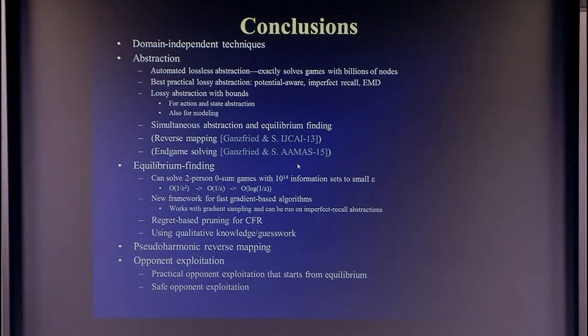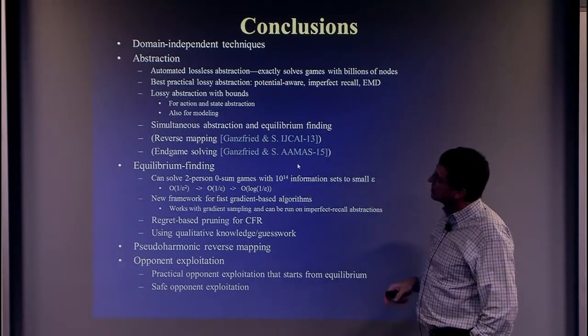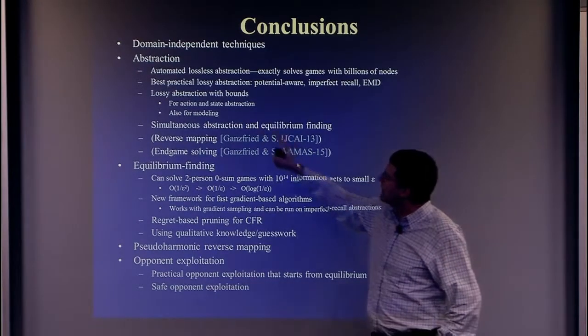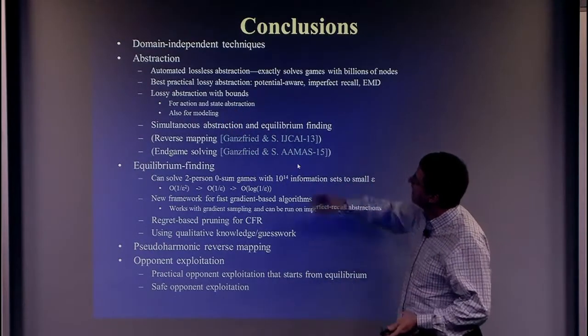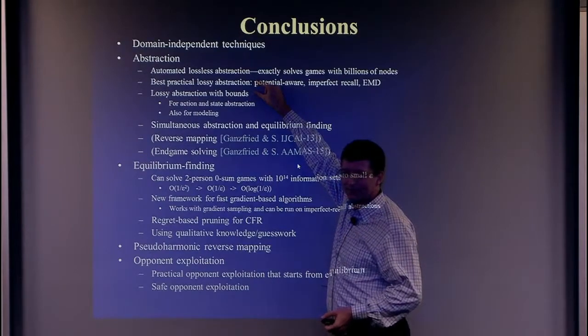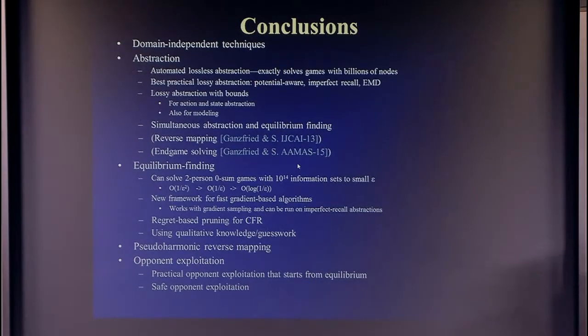So let's conclude. We talked about domain independent techniques, abstraction, first lossless abstraction, then the best practical lossy abstraction, which includes potential-aware, imperfect recall, and earth mover distance, lossy abstraction with bounds, both for action and state abstraction, and also for modeling. And it would be nice to marry these two things together in the future. Right now, they're still somewhat separate. Simultaneous abstraction and equilibrium finding.